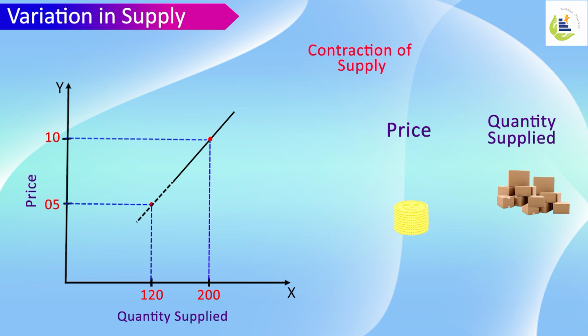So what do you understand out of this? The quantity supplied is now reduced as the price reduces, so there is a reduction in supply along the supply curve. This reduction in supply along the supply curve due to price only is known as reduction or contraction in supply.